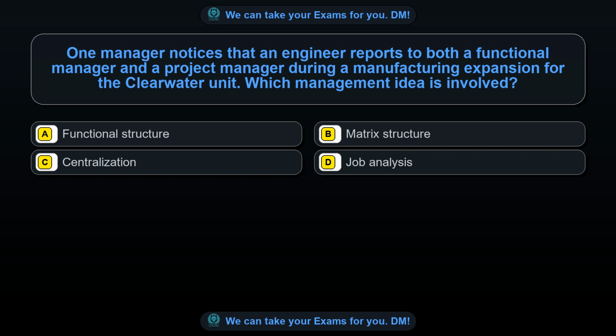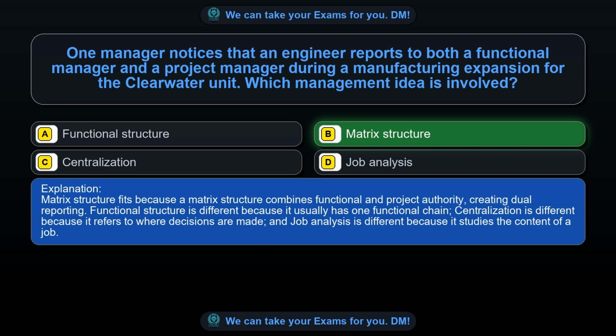Option B, matrix structure. Option C, centralization. Option D, job analysis. The correct answer is option B, matrix structure. Matrix structure fits because a matrix structure combines functional and project authority, creating dual reporting. Functional structure is different because it usually has one functional chain.